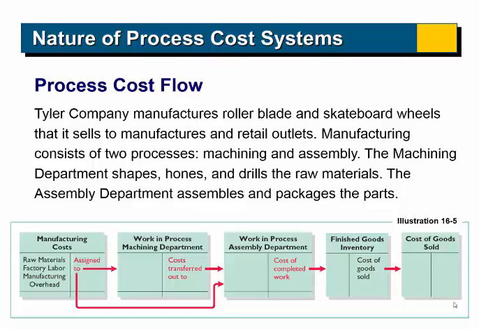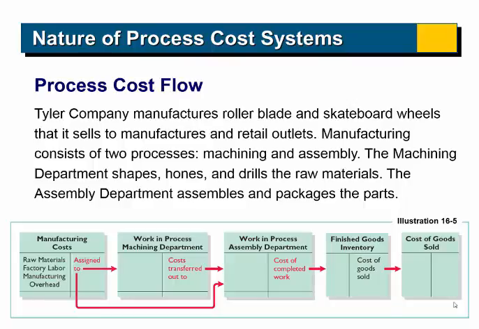Tyler Company manufactures rollerblade and skateboard wheels that it then sells on to manufacturers and retail outlets. Their manufacturing of these wheels consists of two distinct processes. They have the machining process, where they grind down the metals and the plastics, etc., and then they have the assembly, where they take those different components and put them together to make the wheel that they then sell off.